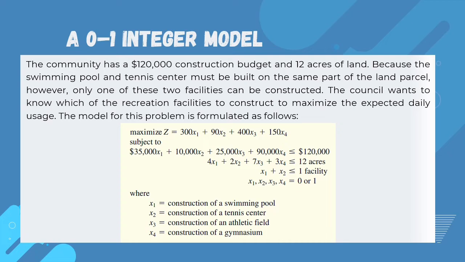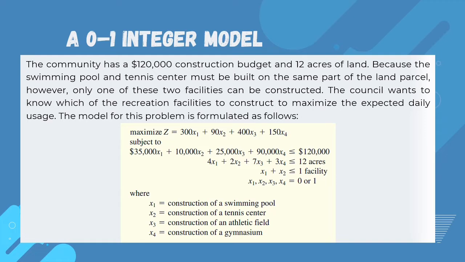So, yung 300x sub 1, 90x sub 2, 400x sub 3, and so on. Ayan yung mga expected usage na nakita natin sa table kanina. And yung under na subject to, ayan yung mga constraints or yung limitation. Kagaya nung 120,000 na budget, 12 acres, at yung sinabi sa problem na isang facility lang ang pagpipilian between sa swimming pool at tennis center.